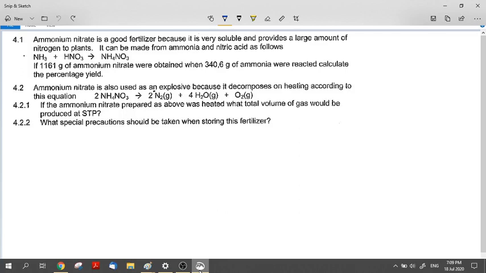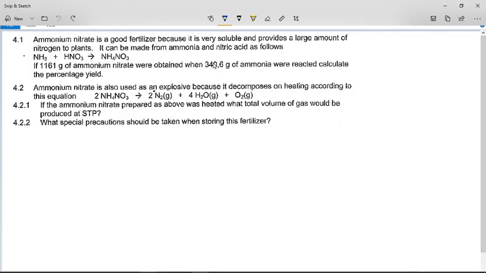This is produced by the Haber process and then the Ostwald process, so this is a good reaction to know. So here goes: ammonia plus nitric acid gives you ammonium nitrate. It says to you, if 1161 grams of ammonium nitrate were obtained when 340,6 grams of ammonia were reacted, calculate the percentage yield. So now if you look at this question, we've got two knowns.